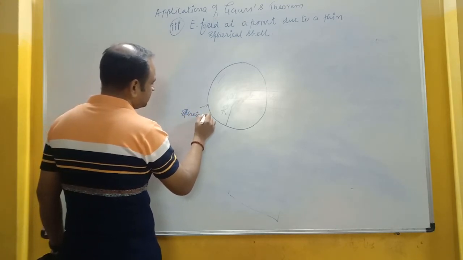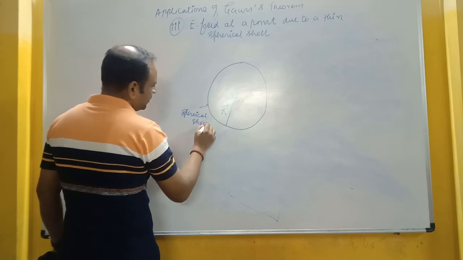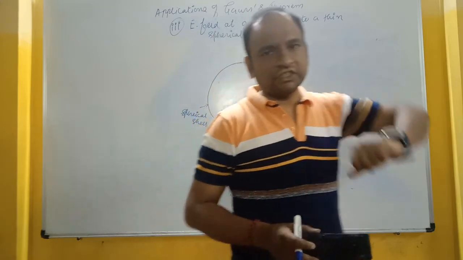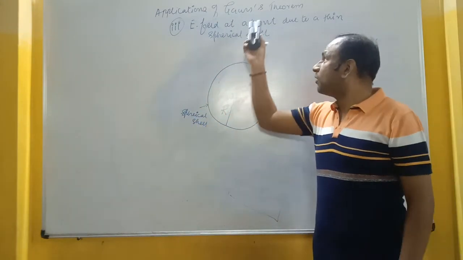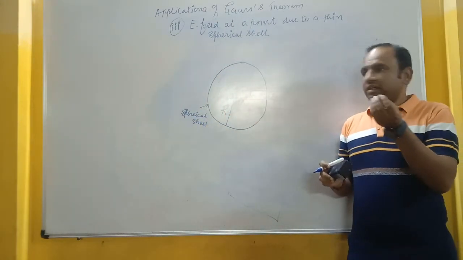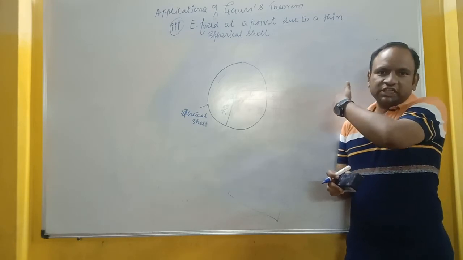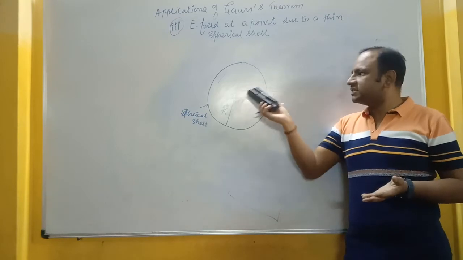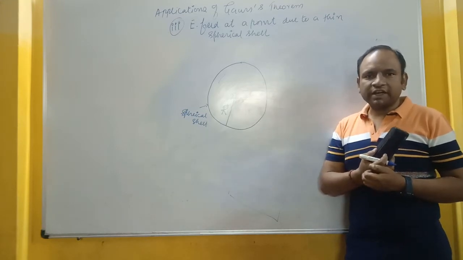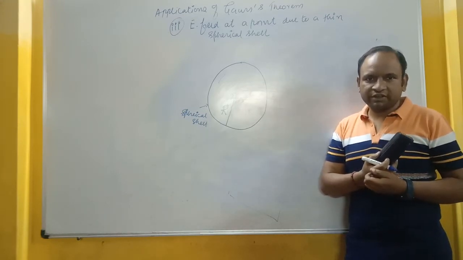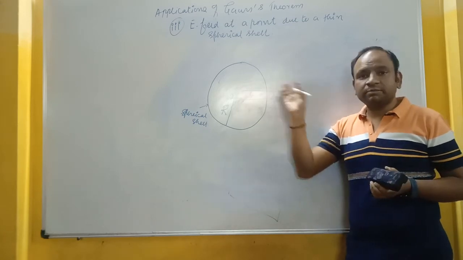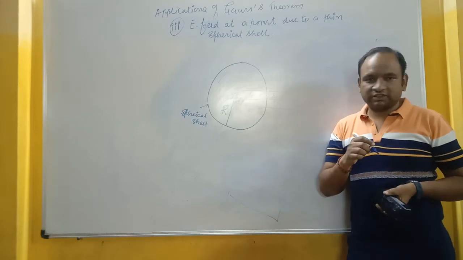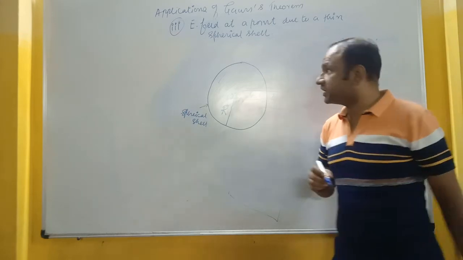Then I have to find the electric field at a point due to the spherical shell. This point may be outside the spherical shell, it may be on the surface of the spherical shell, or it may be inside the spherical shell. So you have to find three expressions for three different positions, and you will see how the electric field varies. Let us now take the first case.